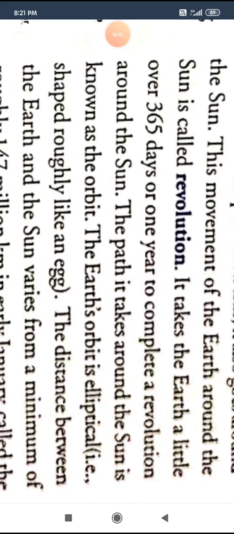What is orbit? The path or the circular orbit on which the earth moves around the sun is called orbit. And the earth's orbit is elliptical. Elliptical means shaped like an egg.